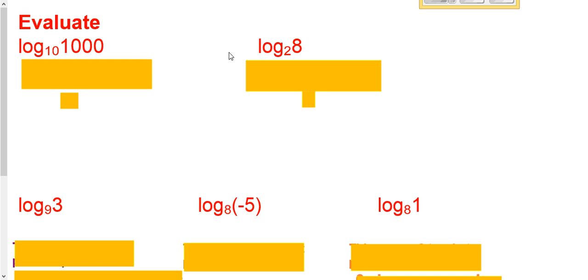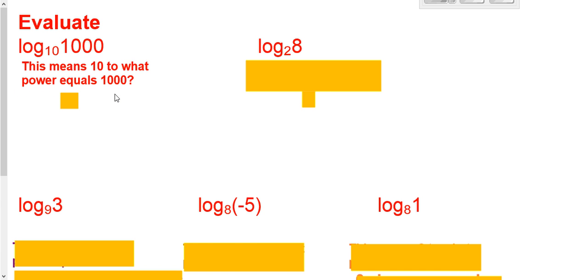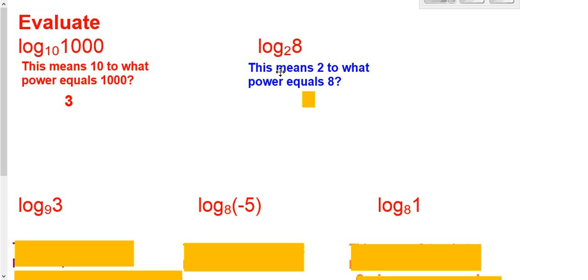So let's go ahead and evaluate these without a calculator. So this is where you want to think about, what does this mean? It really means 10 to what power equals 1,000. Well, 10 to what power is 1,000? Most of you will know that that is 3. Over here, this means your base of 2 to what power equals 8. So 2 to what power is 8? And that is also 3.